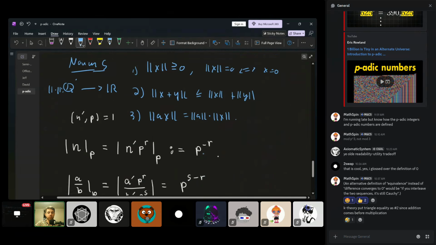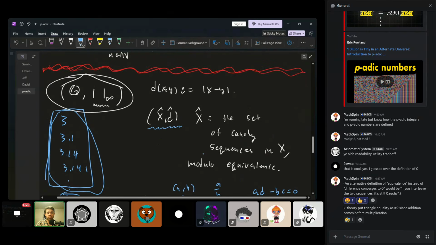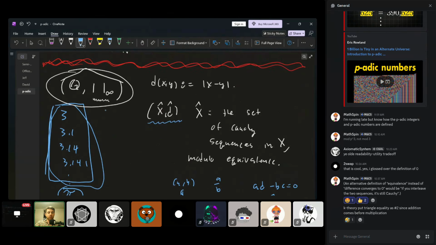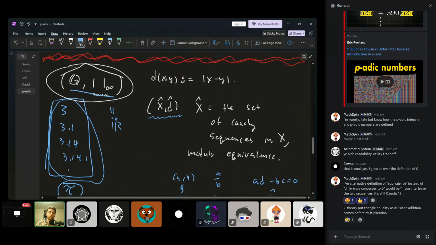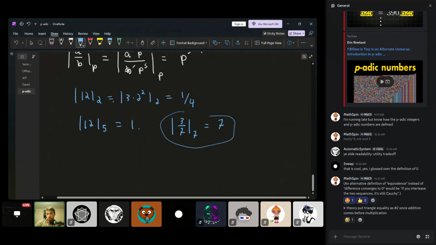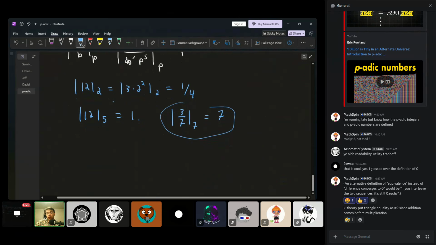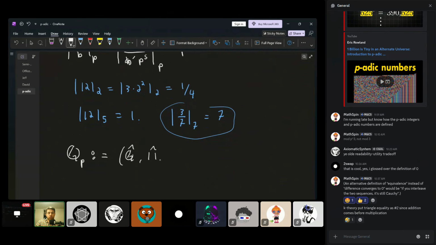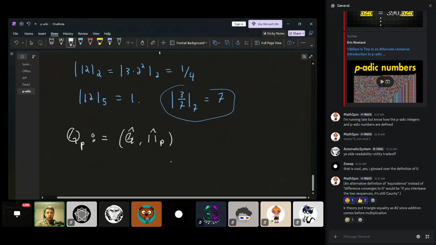And in the same way that one way of defining the real numbers was taking the Cauchy sequence completion of the rationals with respect to the Euclidean absolute value, you might also try taking the Cauchy sequence completion of the rationals with respect to the p-adic absolute value and see what you get. And this is exactly definition number 2 of the p-adic numbers: you take the rational numbers and the Cauchy sequence completion with respect to the p-adic norm.